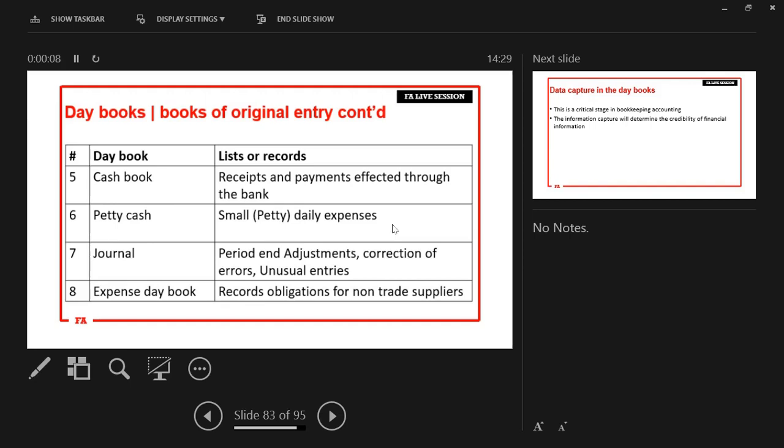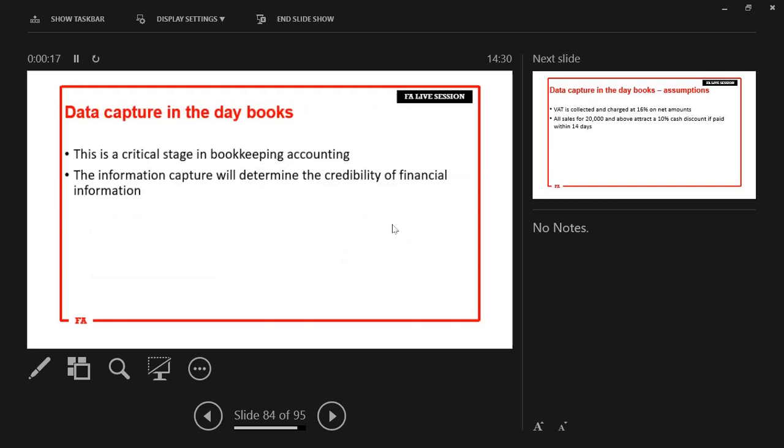Now allow me to proceed to something else, and that something else is the essence of that capture in the day books. So this is a critical stage in bookkeeping accounting, the information captured to determine the credibility of what? Information. Remember, garbage in, garbage out. Now, in the day book's analysis, we can't avoid discussing the issue of VAT. You've heard of sales tax? I think in your syllabus it's called sales tax.